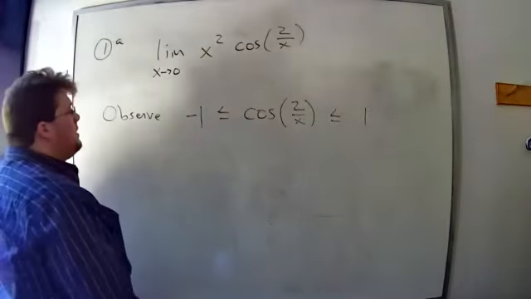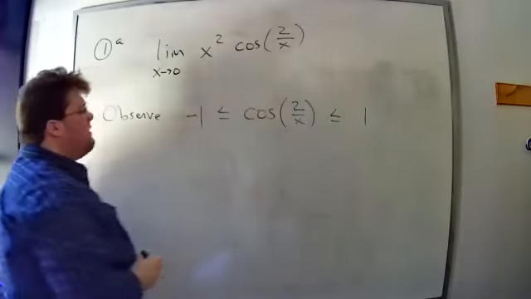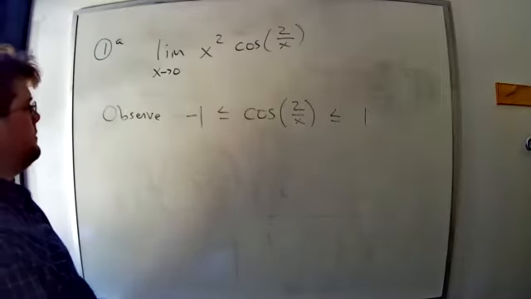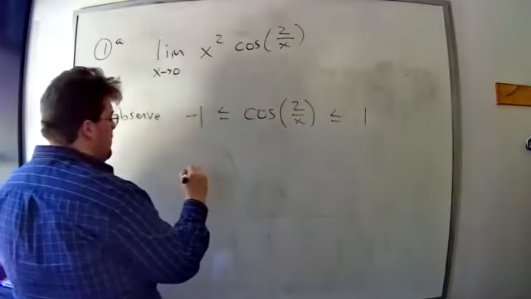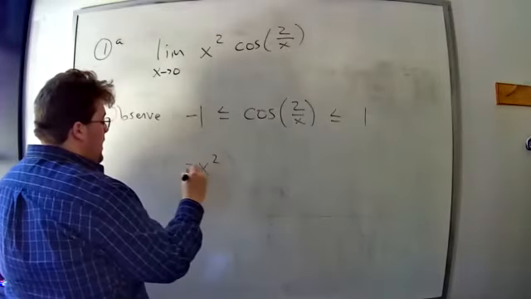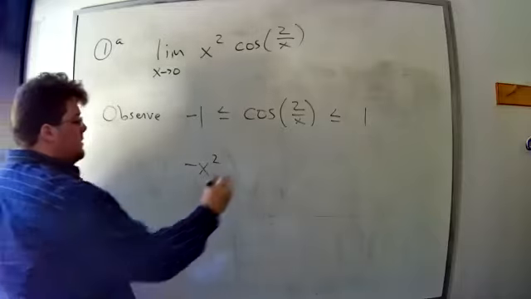Now, why does this matter? Well, we want the limit of that function up there. So all we have to do is throw x squareds on everything here. And then we have that function up there. So multiply everything by x squared.